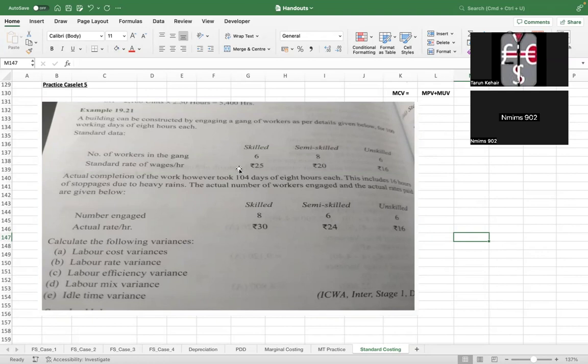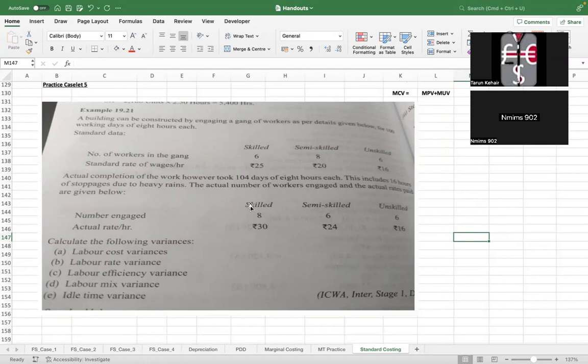A building can be constructed by engaging a gang of workers as per details given below for 100 working days of 8 hours each. Number of workers in the gang and rate per hour has been given for the standard mix. Actual completion of the work took 104 days of 8 hours each.